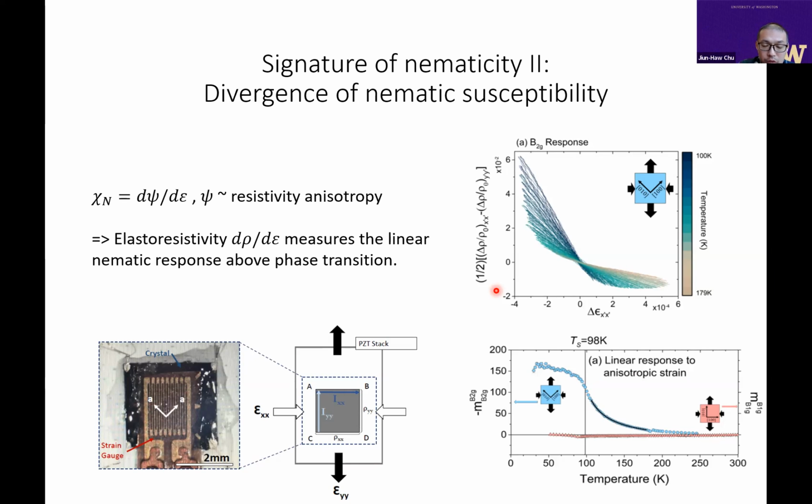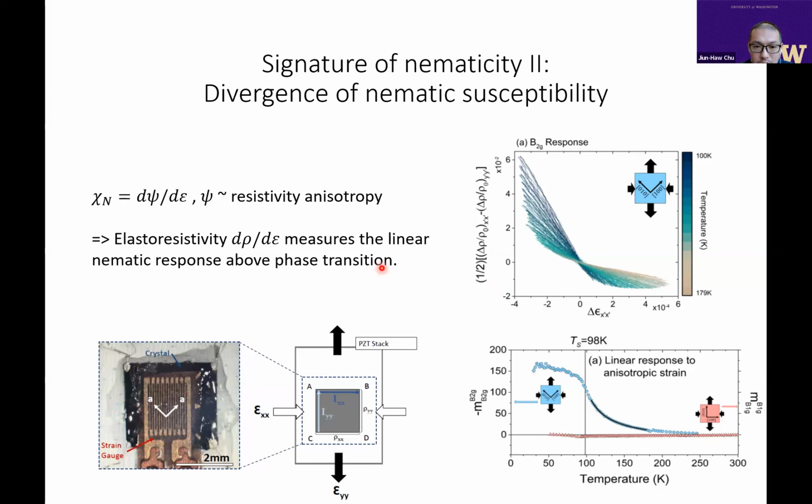And the response we're reading from the system is the anisotropic resistivity, rho XX minus rho YY, which should be linearly proportional to the anisotropic strain we're applying. So this linear coefficient is the nematic susceptibility.